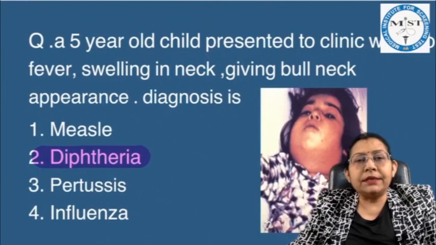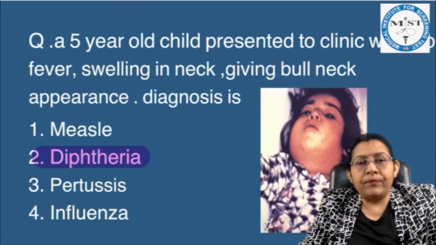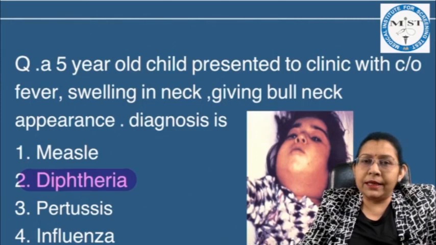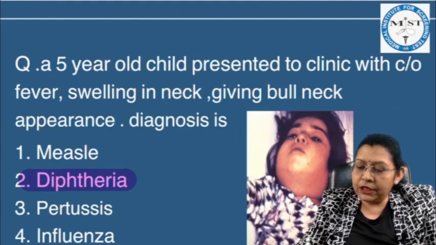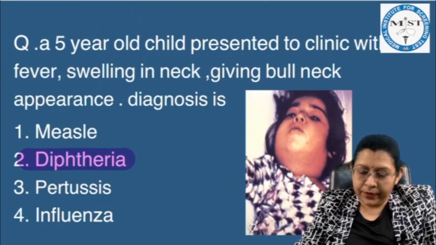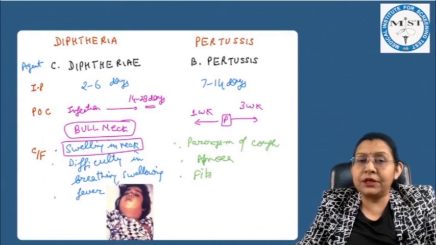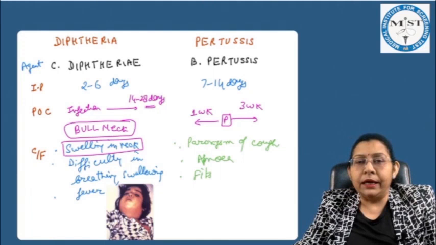Now next question is, a 5-year-old child presented to the clinic with complaints of fever, swelling in the neck, giving bull neck appearance, and the image has been given clearly showing the bull neck appearance, and the diagnosis is diphtheria. And this also we had discussed in our classes, especially focusing on the clinical features as bull neck appearance and the swelling in the neck, and with the image we had discussed this point.